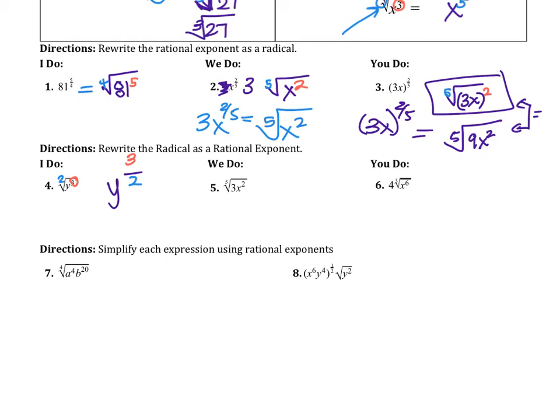Ask yourself, what is inside the radical? Well, that is 3x squared. Remember that that squared sign does not apply to the 3, but what does apply to the 3 is the index on the radical. So we are going to write this to the power of 1 over 5.